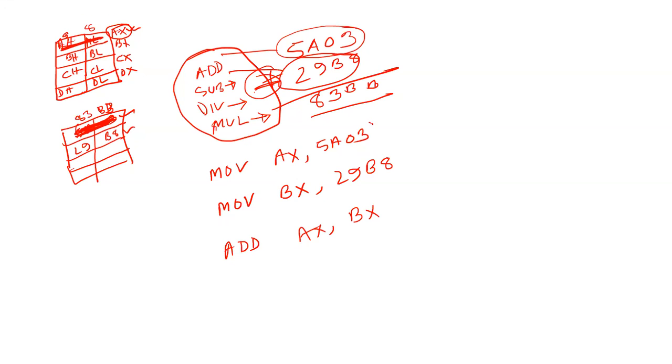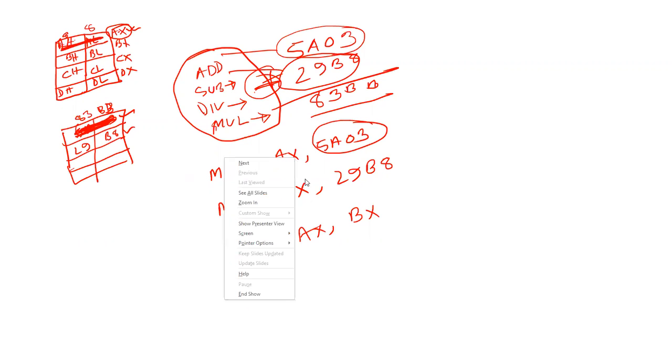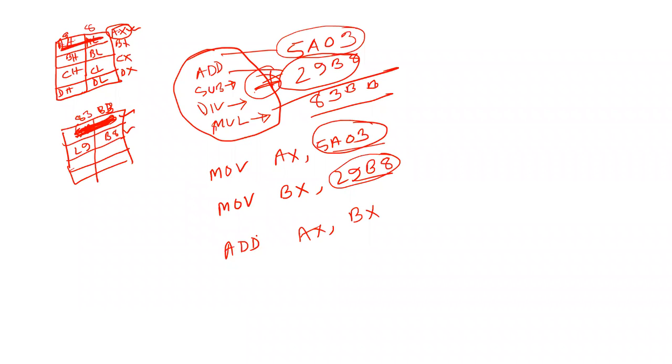What data is in the AX register? Previously we transferred this data to this register. So the AX register data is this, and the BX register data is this. Now ADD AX, BX means this data and this data are added, and finally this result is transferred to the AX register. Our previous data is erased, then our newly added result is stored. Clear? Yeah, thank you, sir.